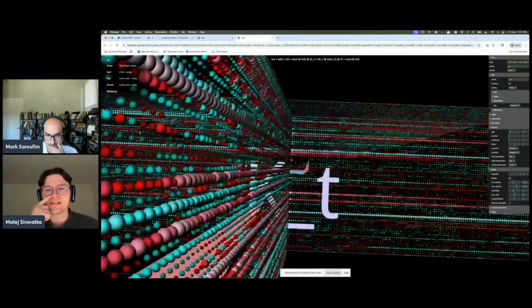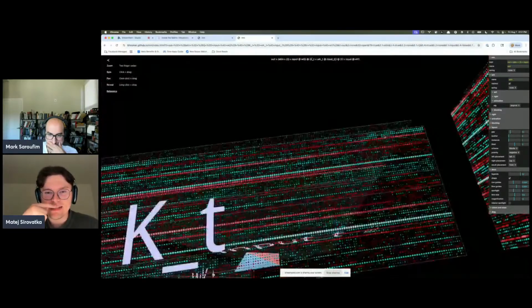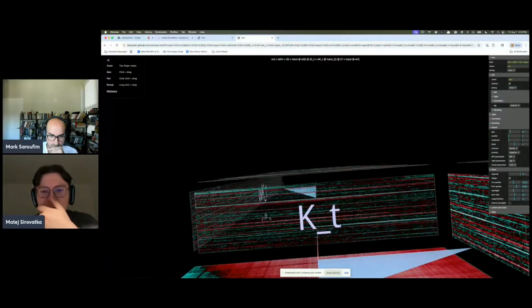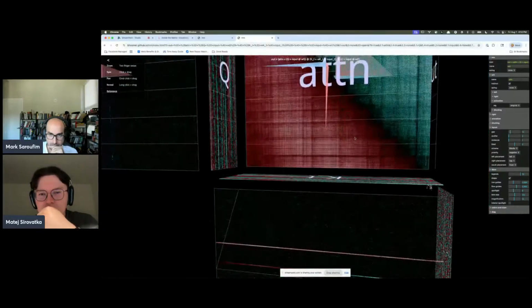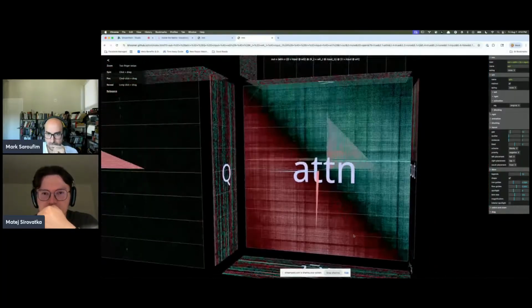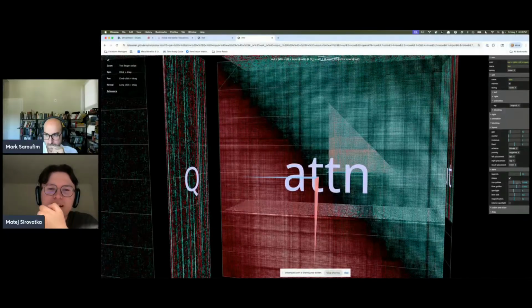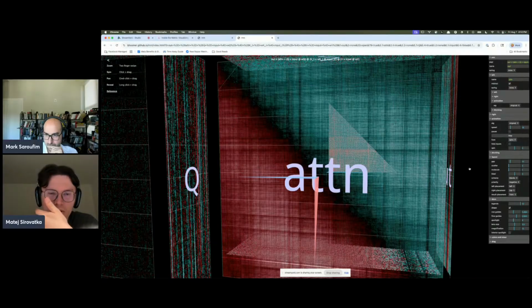Because if you think of this, let's go one by one. Show the attention mask and we can go one by one. So the 0, 0 element, the one on top left, that would be the first row or column of Q.